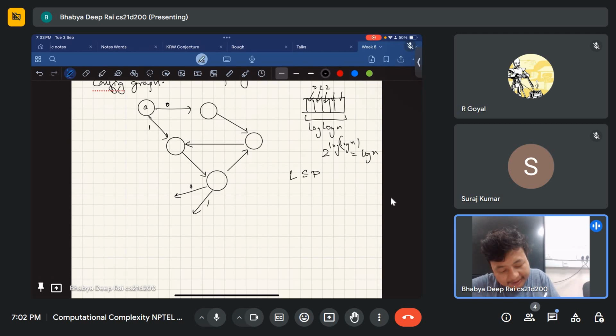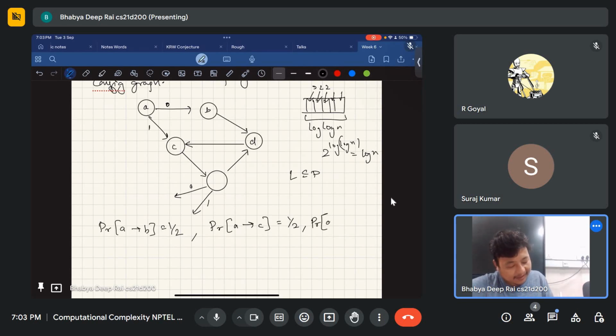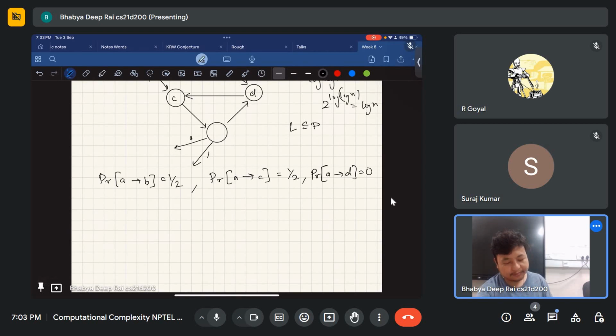So, I'll write it again. A, B, C, D. The probability that I can move from A to B is half. The probability that I can move from configuration A to C is also half. And the probability that I can go from A to D in one step is 0. Now, consider the adjacency matrix of this configuration graph.